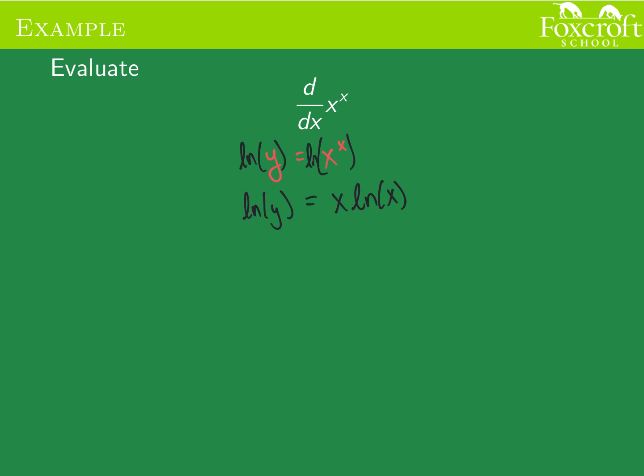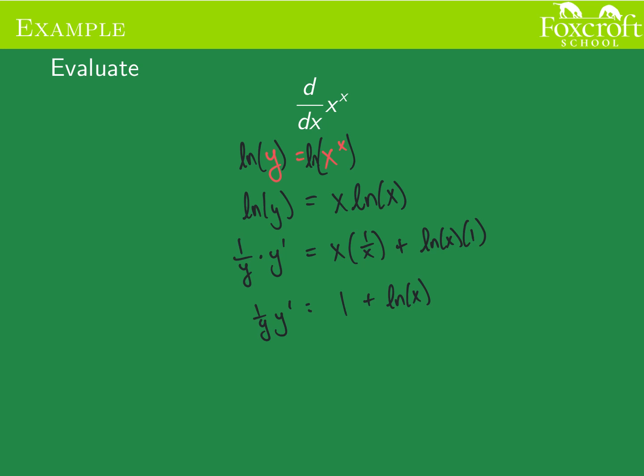On the left-hand side, we take the derivative of the natural log of y, we get 1 over y, but because we took the derivative of a y, we get y prime. On the right-hand side, we have x times the natural log of x. We're going to do the product rule: keep the first one times the derivative of the second, plus keep the second one times the derivative of the first. I'm just going to simplify a bit. The x and 1 over x cancel out, and I have the natural log of x.